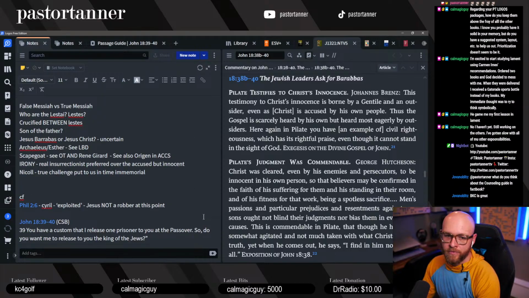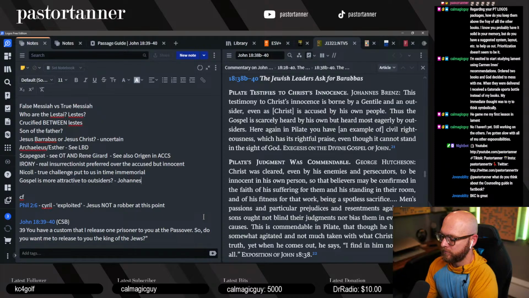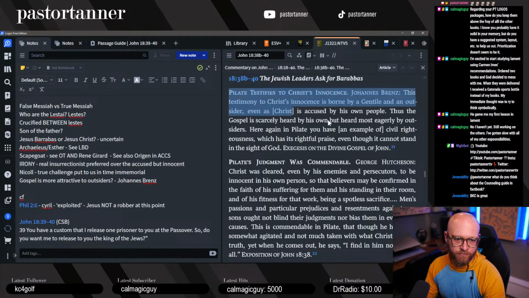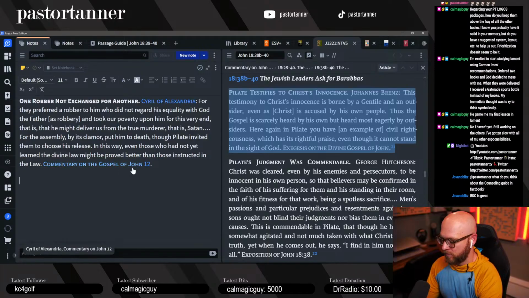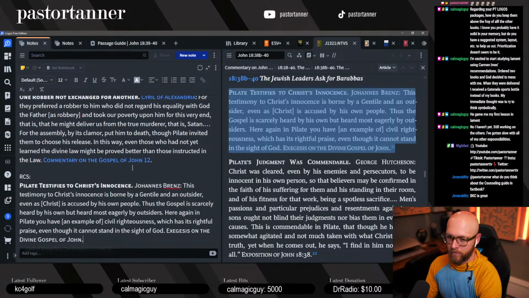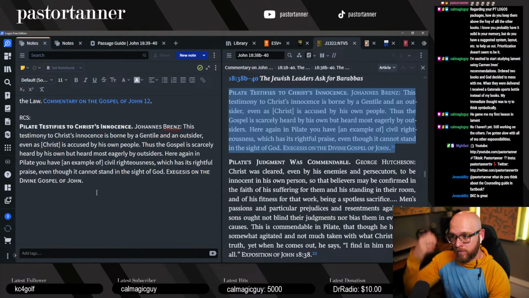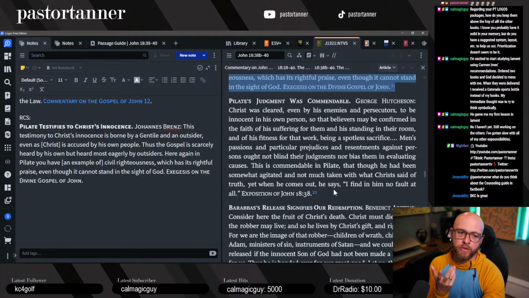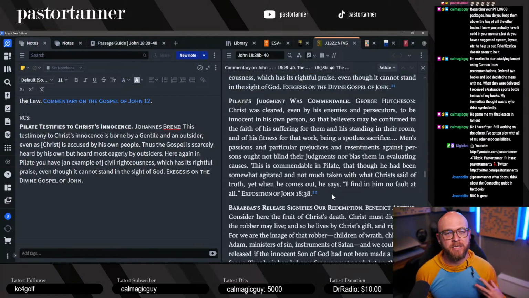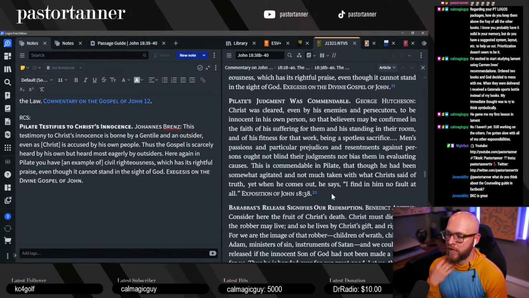This is interesting. So, gospel is more attractive to outsiders, question mark. Johannes Brenz. And the reason I bring this up is in my attempt to focus on the spiritual significance of choosing Barabbas over Christ, that might actually be insightful for us. The fact that those his own rejected him, it might be true in the church as well, you see. And we might have a tendency, because Christ is familiar to us, to reject him in practice, whereas others welcome him with open arms. Pilate's judgment was commendable.